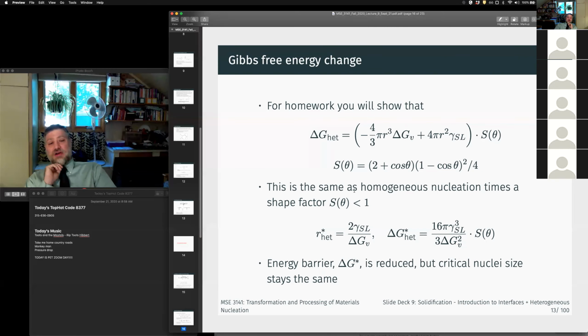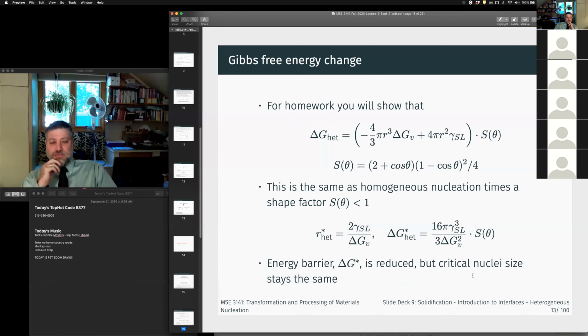But this is a really good model that seems to work really well. And so you can see now why we spent so much time talking about homogeneous nucleation when the system doesn't actually nucleate homogeneously, when we almost always have heterogeneous nucleation. And the fact is, it doesn't actually change what our R star is. It doesn't change our critical radii for nucleation, but it does reduce our activation energy by this S naught factor, the shape factor.